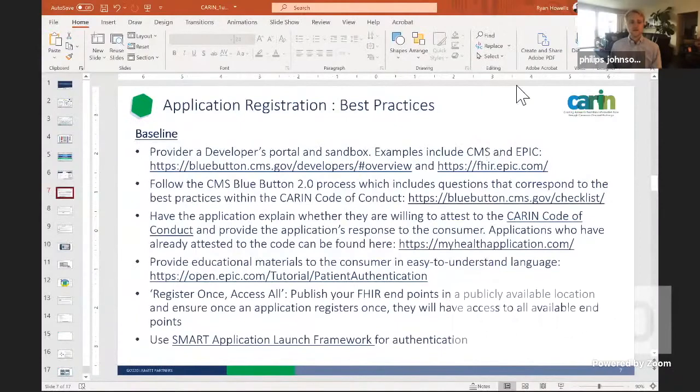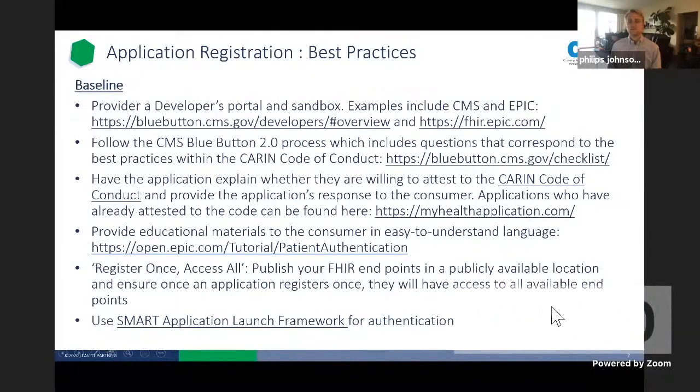FHIR is great in that it is a standard, but it is also a standard that can be heavily customized. So as you validate your FHIR responses, applications need to make sure that they're interpreting the data the exact way that you want it to be interpreted, and they're showing the right information in the right place. So having that ability to easily get access to a sandbox and then elevate your way up into production is extremely important.